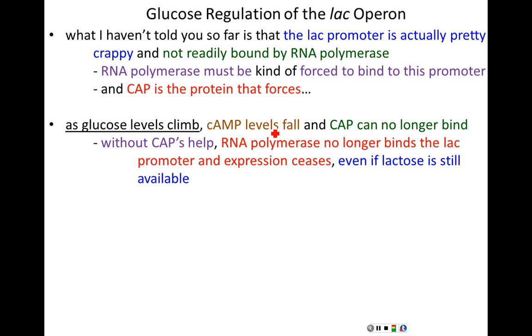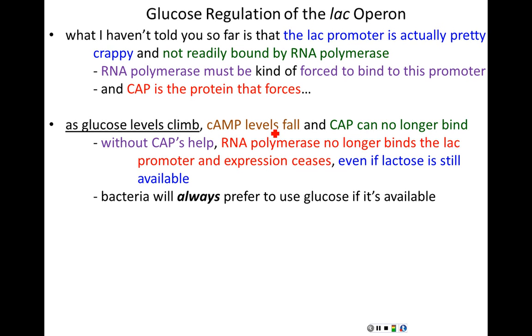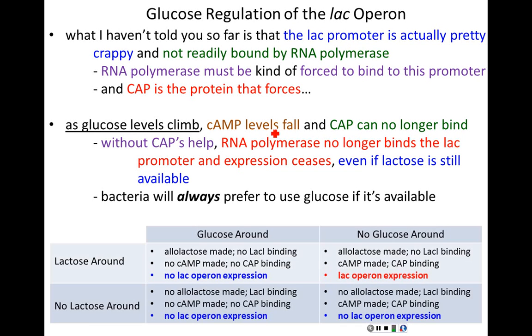And that makes sense, because if lactose is available to the cell but glucose levels are climbing, the bacteria want to make that choice and use that available glucose. Bacteria will always prefer to use glucose if and when it's available.